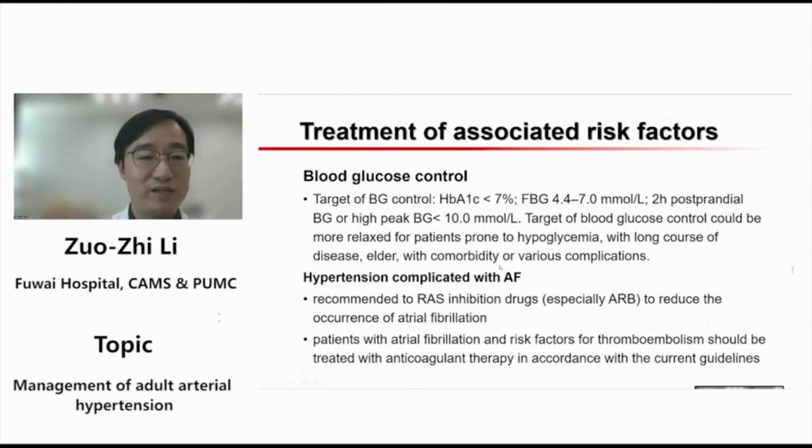And also in patients with AF, atrial fibrillation, they are recommended to use RAS inhibition drugs, especially ARB, to reduce the occurrence of atrial fibrillation. If they should use anticoagulant therapy according to the current guideline, then it should be used according to the guideline.